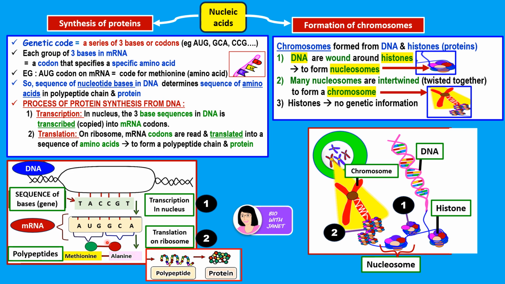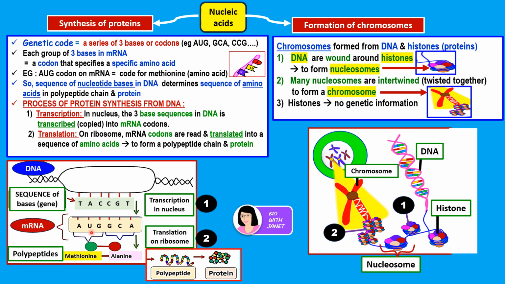Okay, so as the mRNA is on the ribosome, the code is read. So AUG actually stands for the amino acid methionine. Okay, and then GCA stands for the amino acid alanine. So these 2 amino acids will be joined together. Okay, and then as the code is read further, more amino acids are joined together. So this process is called translation.